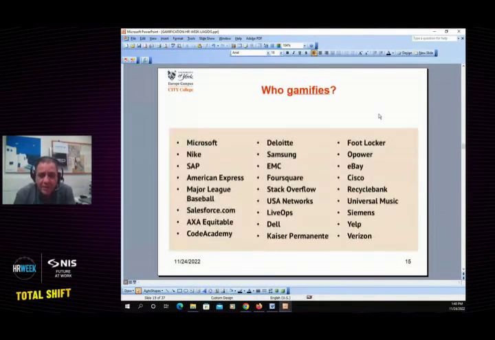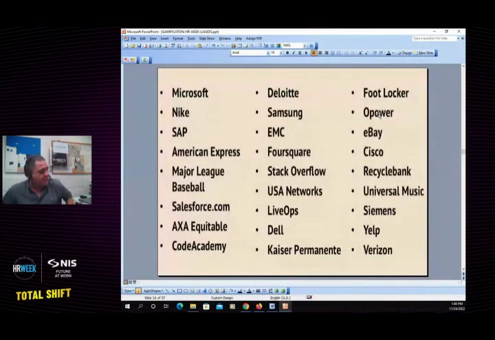Now, let's look at some well-known companies and multinationals that do use gamification. I'm sure maybe you work in smaller organizations and you do use gamification. But look there: Microsoft, Nike, Amex, Samsung, Deloitte, Cisco, Foot Locker, etc.